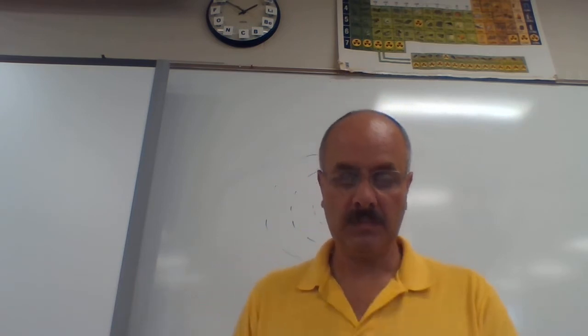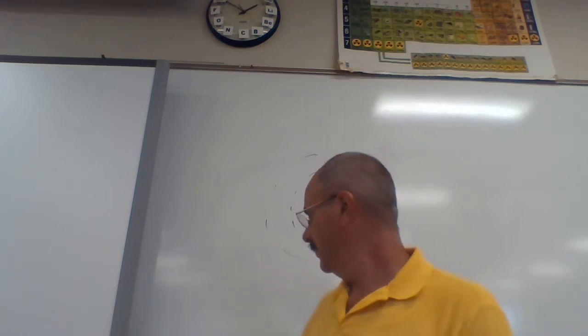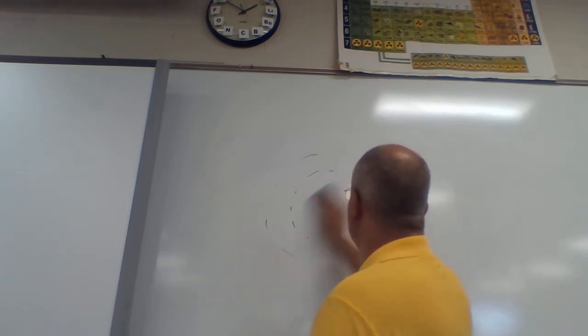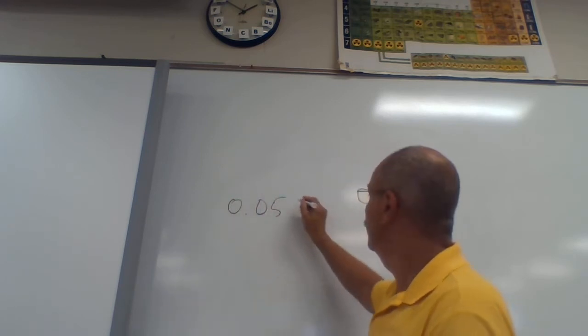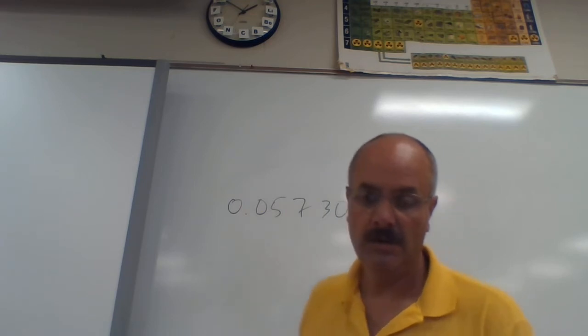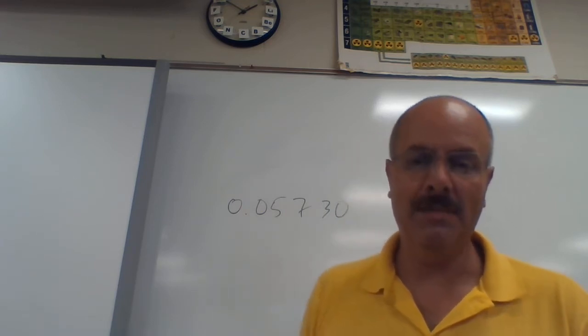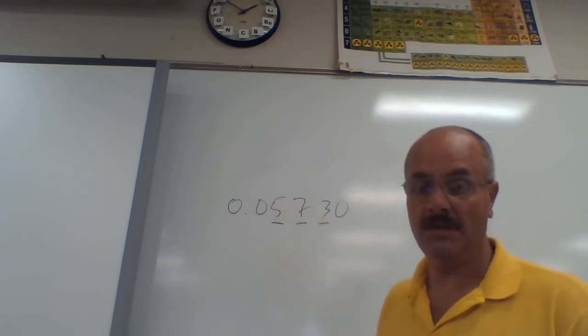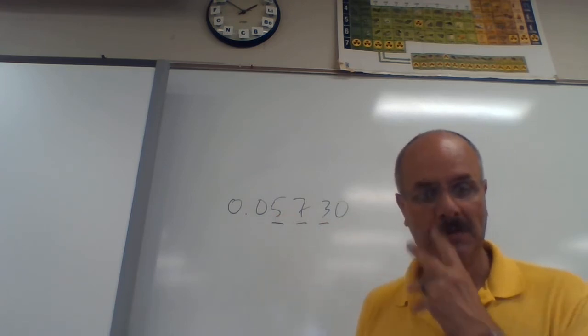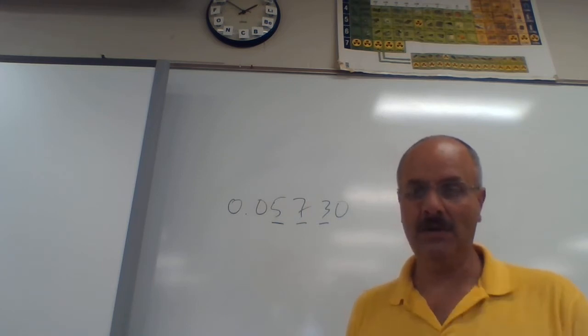All right, going over the answers to the significant figures worksheet number 1. In going over this, the answers are for number 1, you have 0.05730 meters. So what you had to do is figure out how many significant figures. Well, we know the 5 is significant, the 7 is significant, the 3 is significant because of rule letter A, where they are non-zero. So that's 3.